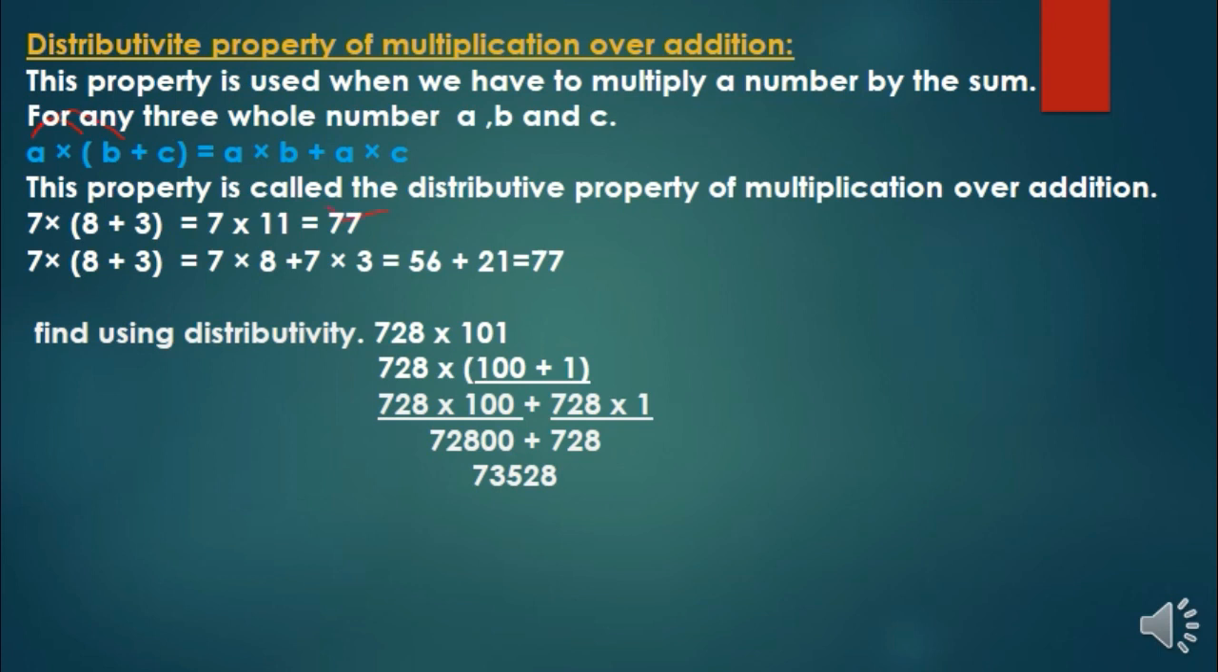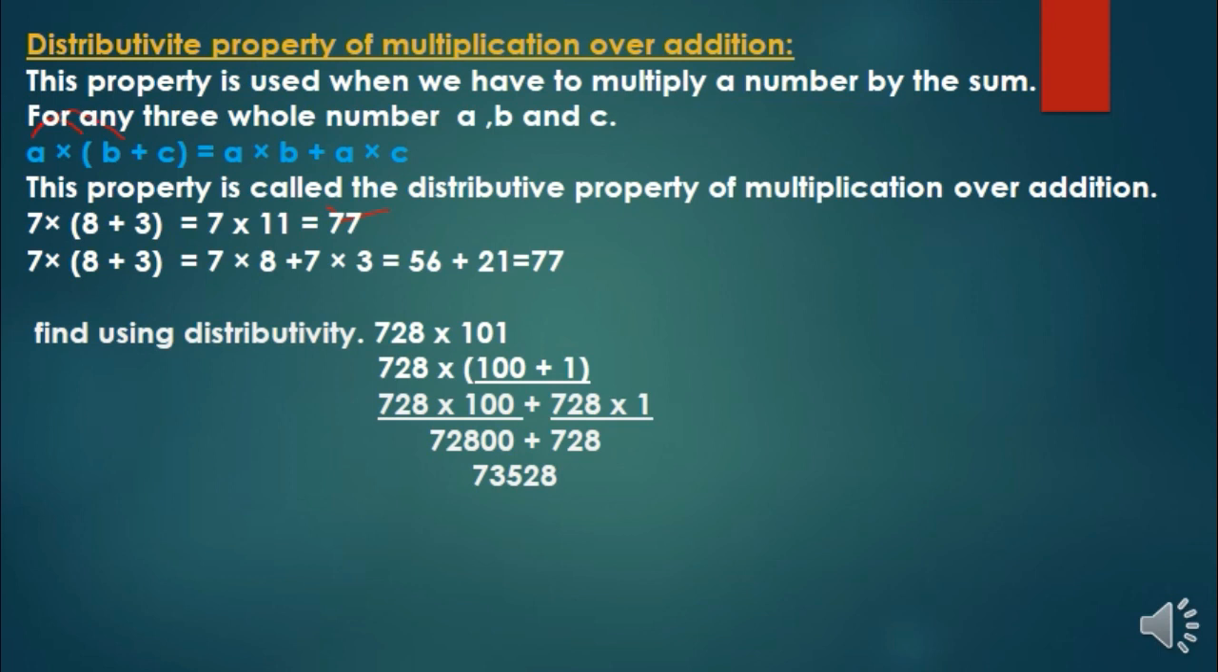But whenever there is a big number, in that case, this distributive property is important to solve the problems, or it makes the question easy. So let's take one example. 728 multiplied by 101. It looks like this. Okay, so it's a long process to solve this. For that, we'll use the distributive property.